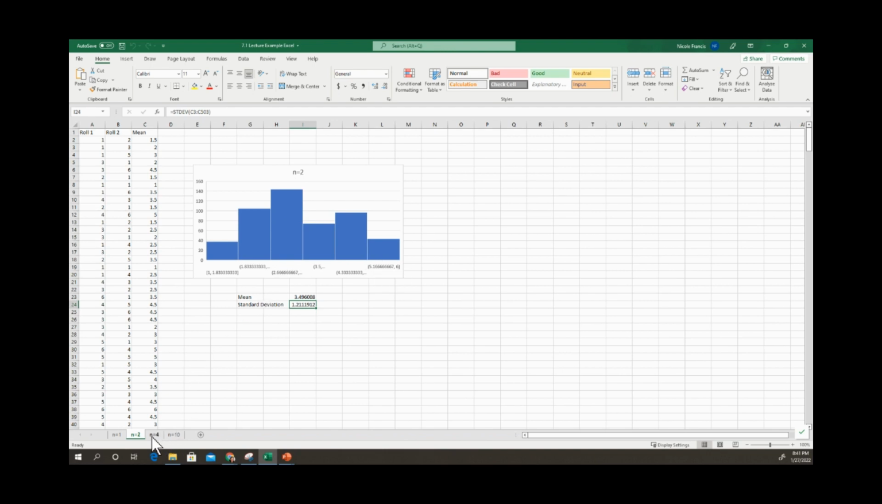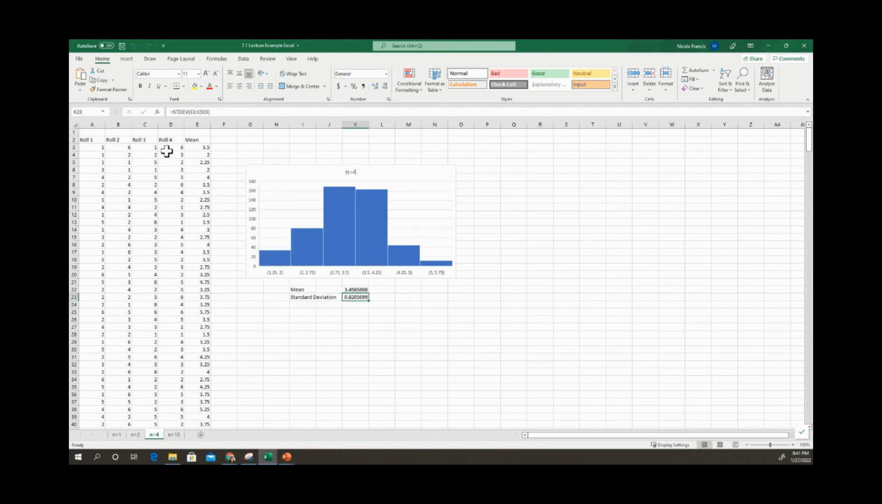Let's average things out a little bit more. So let's roll 4 dice, take their average, and then build a distribution on the mean of those 4 dice rolls. Again, we're averaging out even more now. For there to be a 1, it has to be a 1, 1, 1, 1, right?